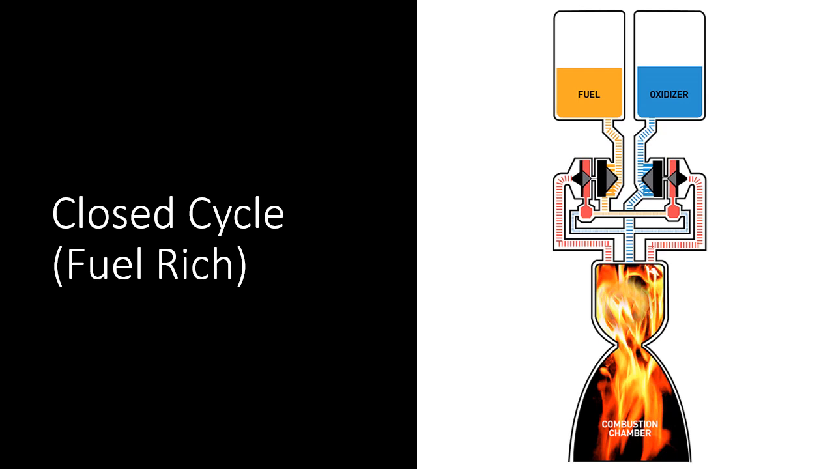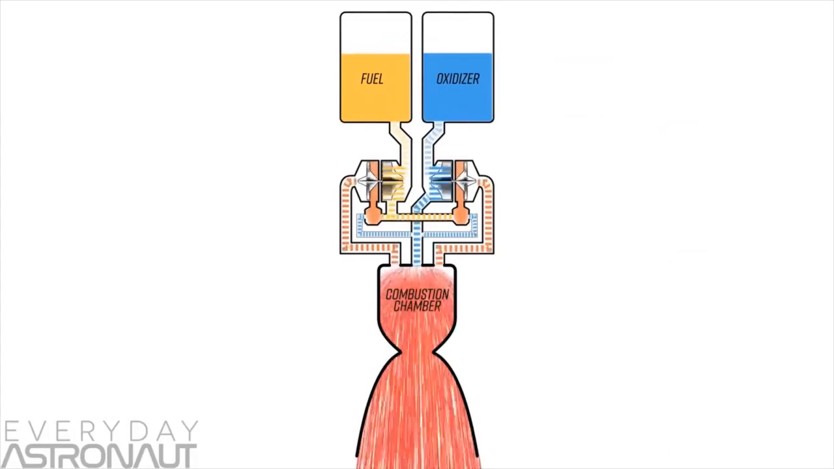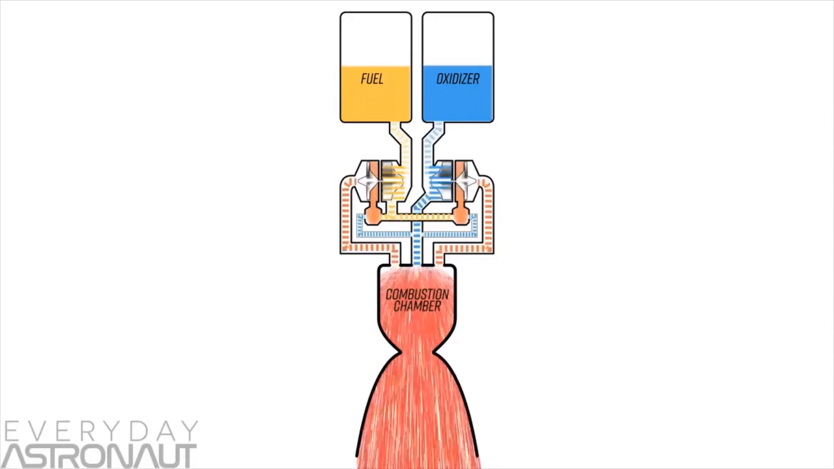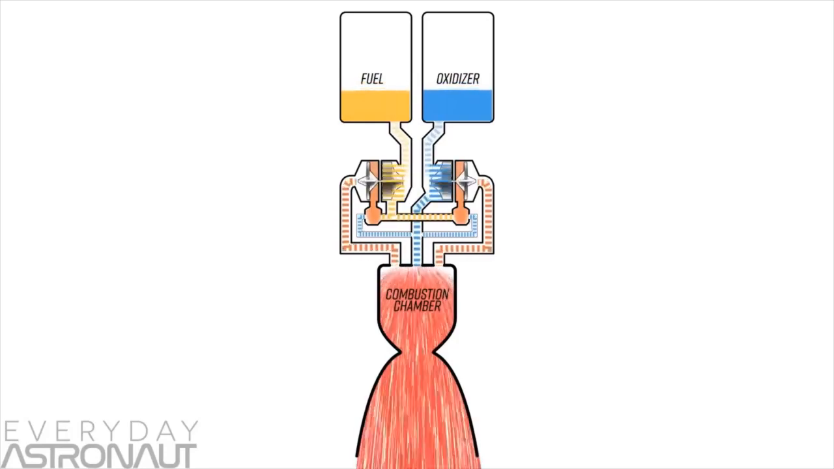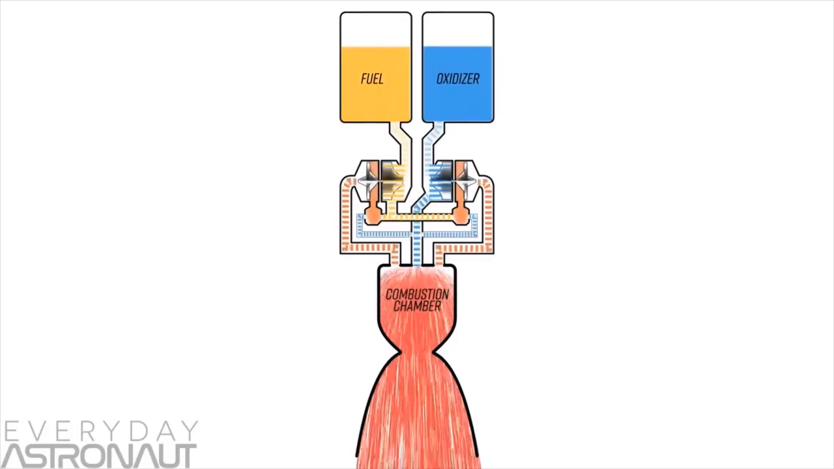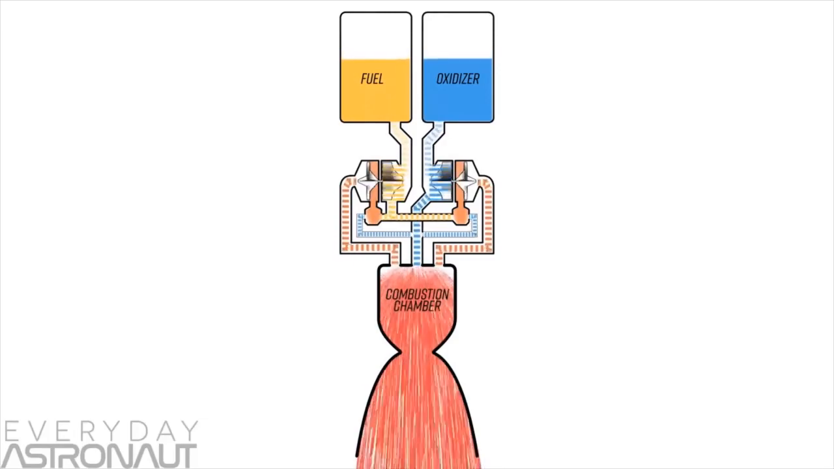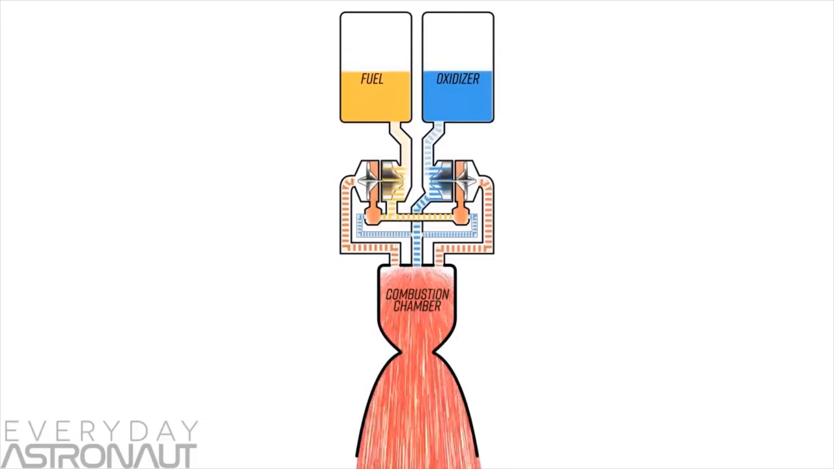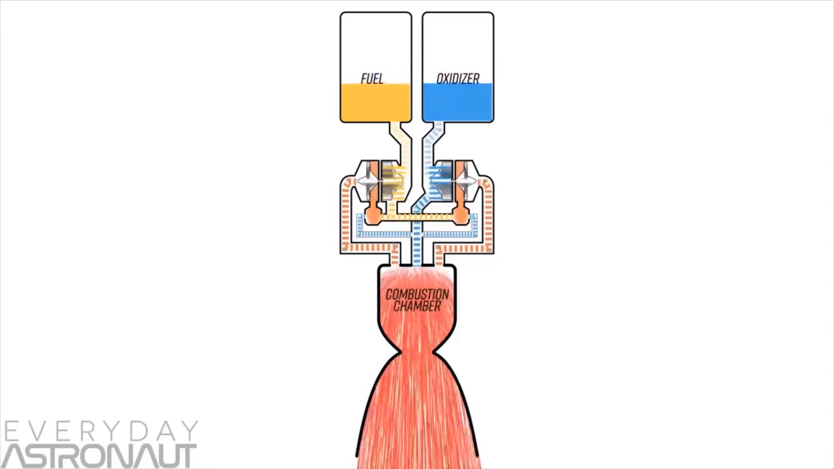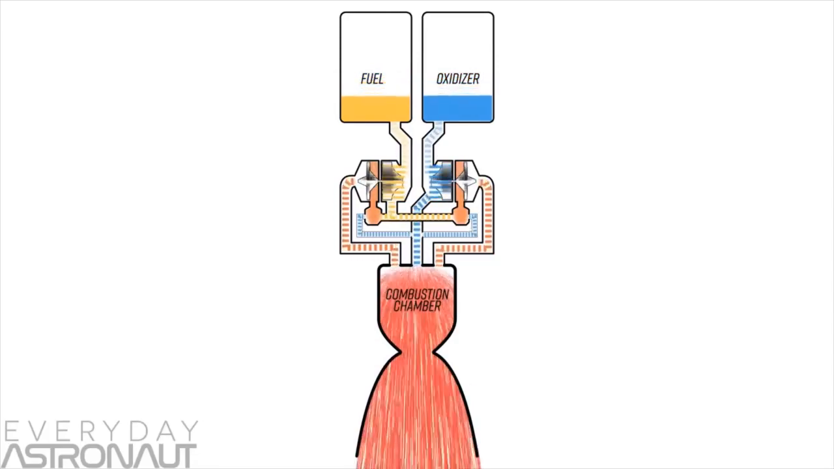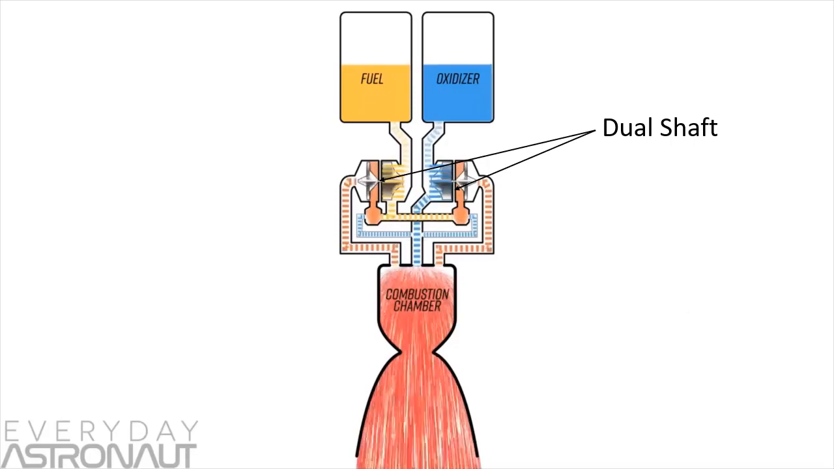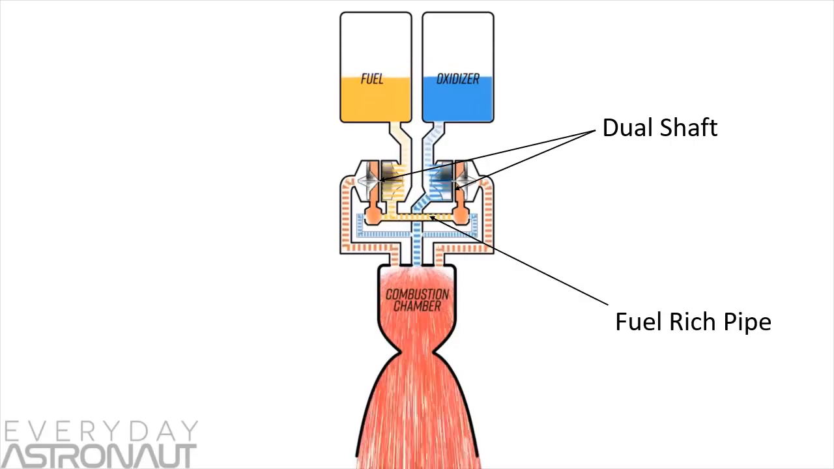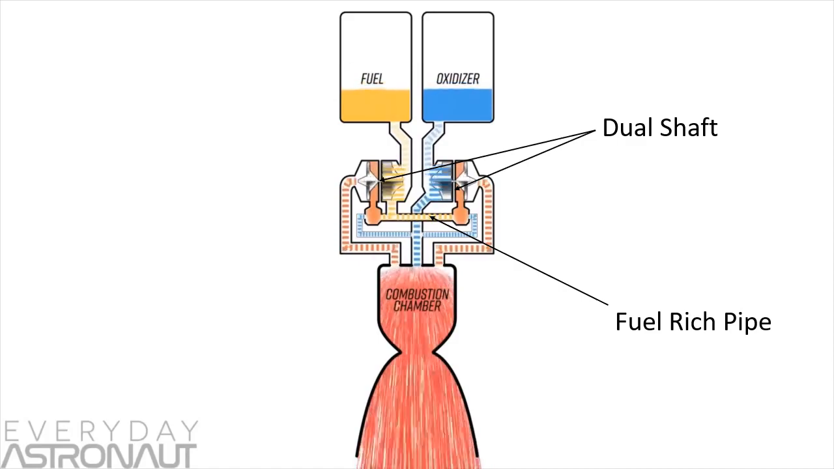Now we'll come to the closed cycle fuel rich engine. When the Soviets created the oxidizer rich engine, the Americans stuck with the fuel rich mixture. But they swapped out carbon based kerosene for hydrogen instead. However, the engine had to be adapted for hydrogen, which is significantly less dense than RP-1, the rocket grade propellant, or even liquid oxygen, requiring a larger pump to get the right amount to the combustion chamber. So that is why it has two shafts. Here you can see, if you look closely, there is a fuel pump, there is an oxidizer pump.